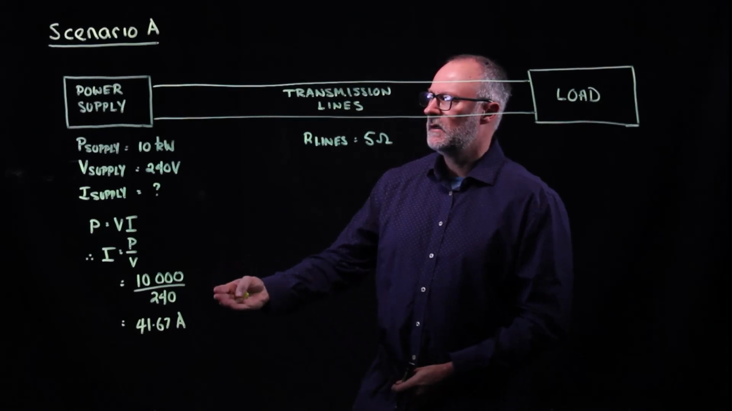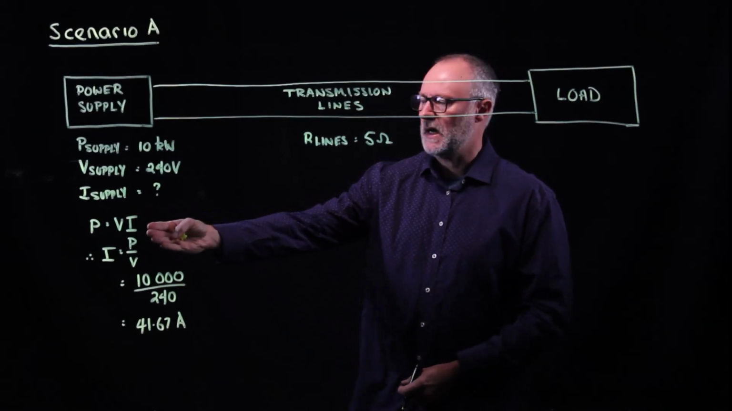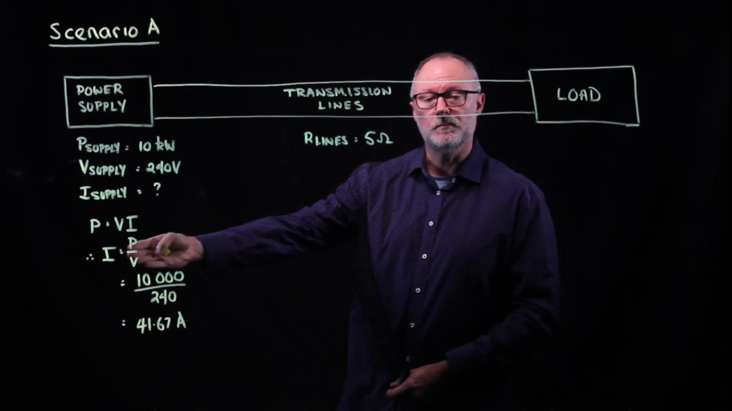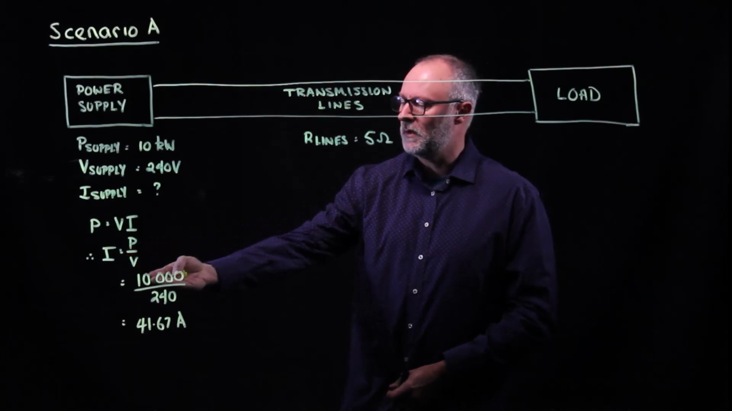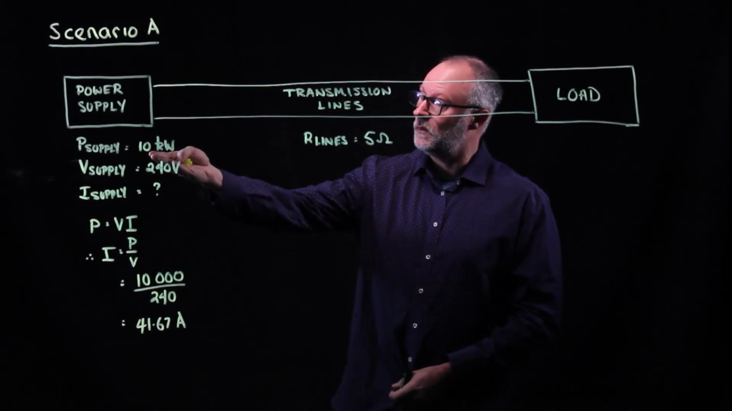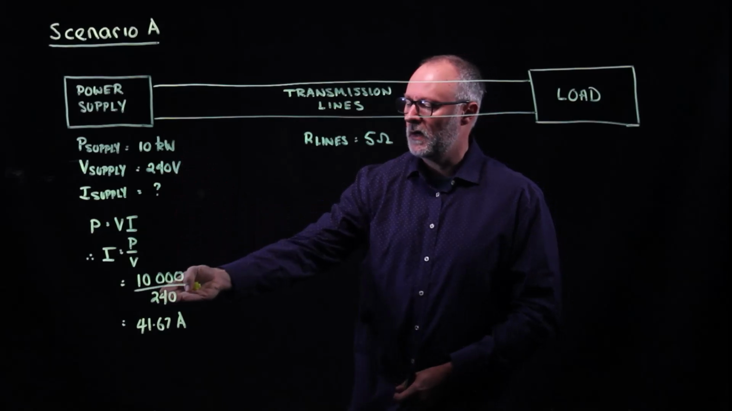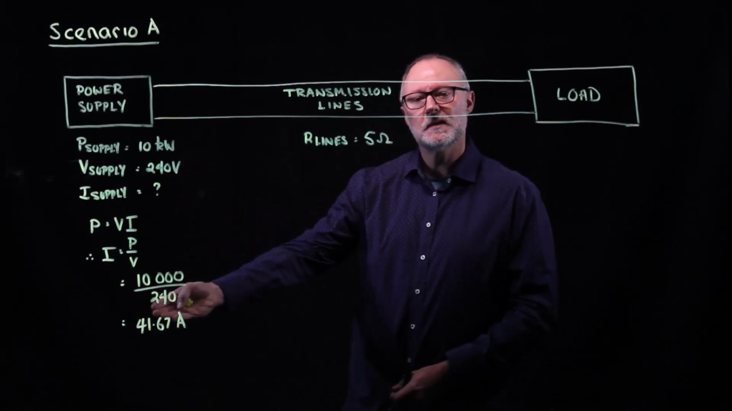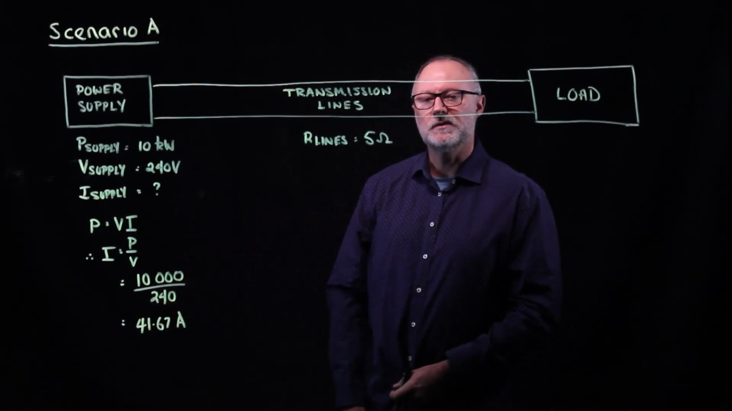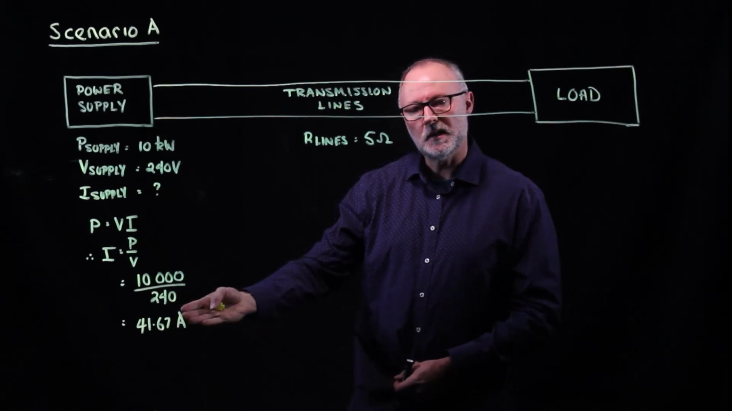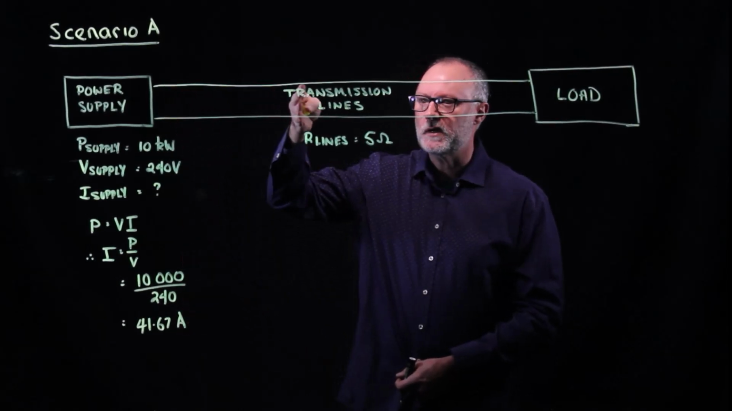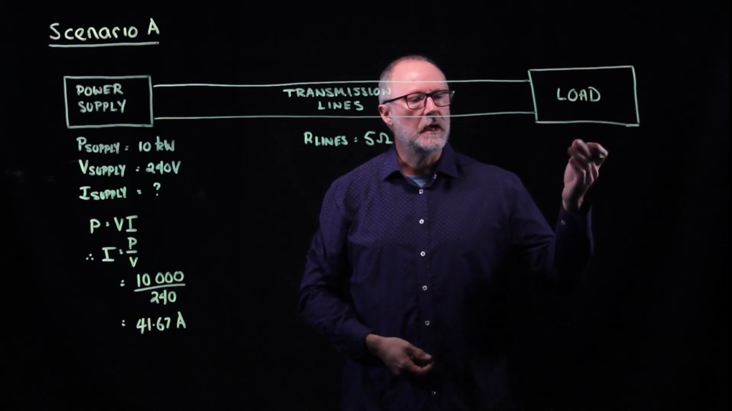So there we have it. Using power equals voltage times current, we can work out that current is equal to the power divided by the voltage. Put in my power of 10,000 watts, which is the equivalent of 10 kilowatts, and divided by a voltage of 240, gives me a supply current of 41.67 amps. Now that particular current flows all the way through our transmission lines and reaches our load.